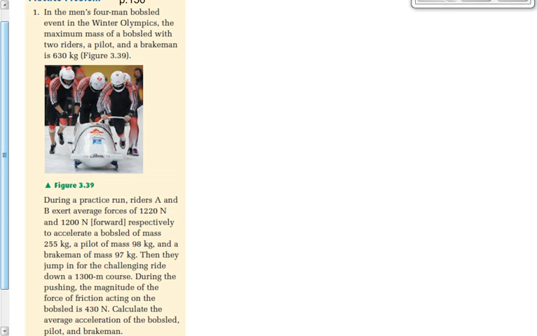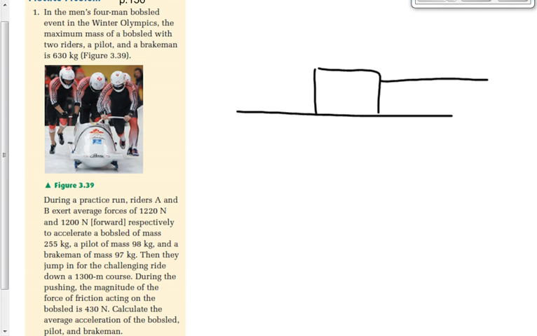So we have in this question a bobsled that we're going to simplify just as a box. And the bobsled experiences a few forces acting on it here. Riders A and B exert average forces of 1220 and 1200 newtons respectively. So we'll call this FA. We're going to make that 1220. And we'll make this one FB. It's slightly smaller. It's 1200 newtons. It also tells us that there's a force of friction acting of 430 newtons.